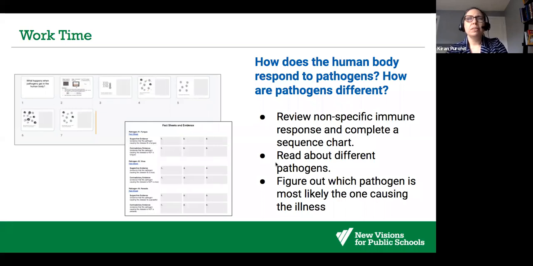During the work time, they have two main tasks. One is sequencing the steps in non-specific immune response. That's the sequence chart up here on the left. And then they have a couple of readings to pull facts and evidence from to figure out what the pathogen is that this mystery illness is being caused by.